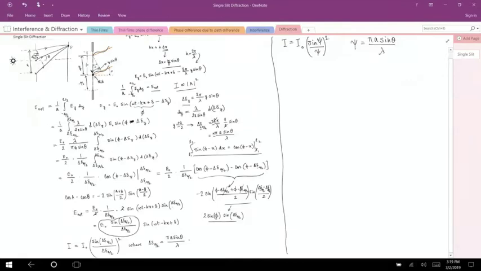So what goes on? Let's first try to investigate what happens when I change psi. And how does psi change? Well, pi, a, and lambda are fixed quantities, but theta will change. And how does theta change? If you look at this left-hand side figure over here, as you go from one point to another on the screen, this theta will change. So as theta changes, psi will change, and hence the intensity will change, right? So let's try to figure out how this intensity changes.